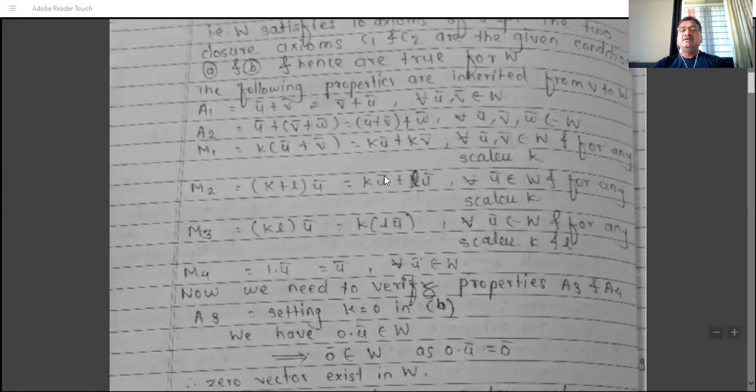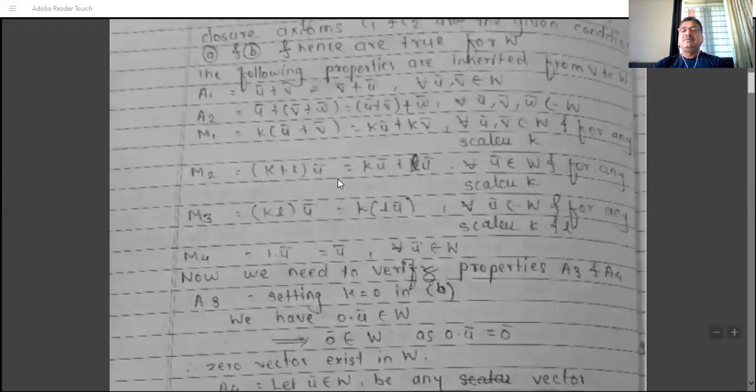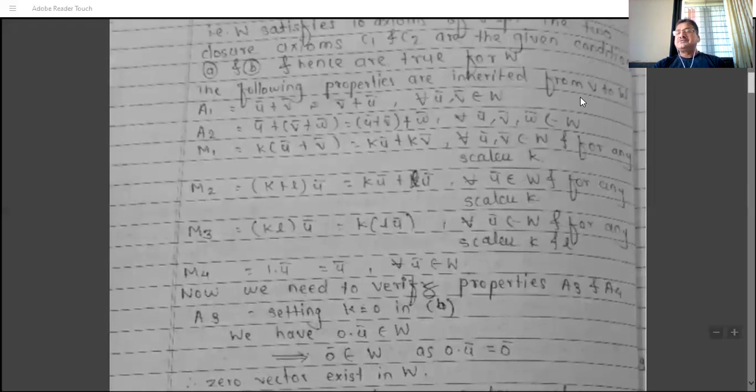These properties hold for the elements of V. That's why these properties hold for elements of W as well, because W is a subset of V. All the elements of W are elements of V, because W is a subset of V, and so the elements in W come from the set V. That's why these properties A1, A2, M1, M2, M3, M4 are inherited from V to W.